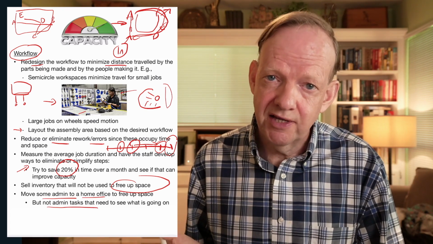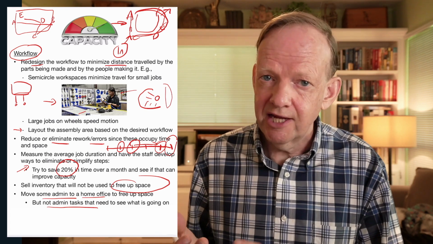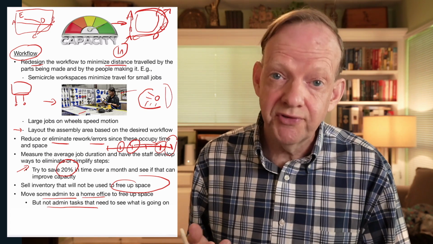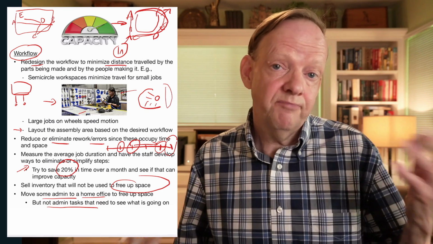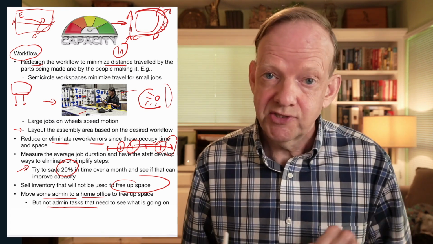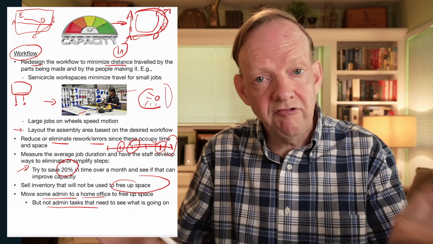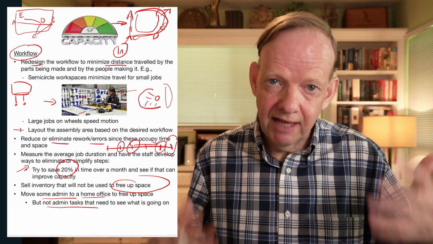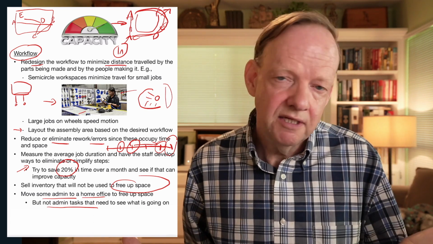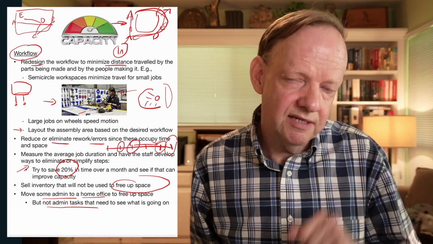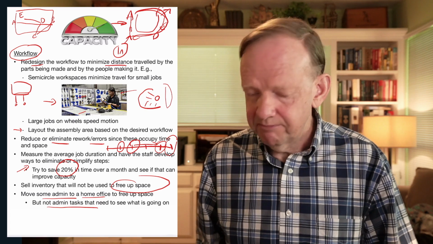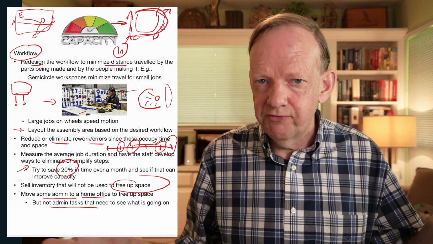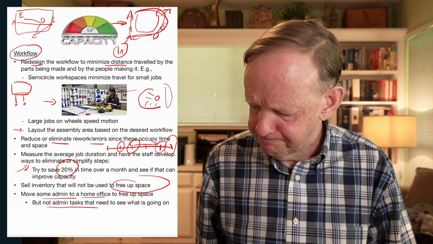Do not move admin tasks that need to see what is going on. Management, supervisors, assembly people, experts, consultants, whatever, they need to sit there and live with the situation. They need to live positive and negative outcomes so they can figure out what is going on. If they are remote in some other place, they're not going to have the same level of acuity to what is going on, and they won't understand the situation. So again, just consider a few items here and there if you can move them out. Otherwise, figure out how to use the space better.